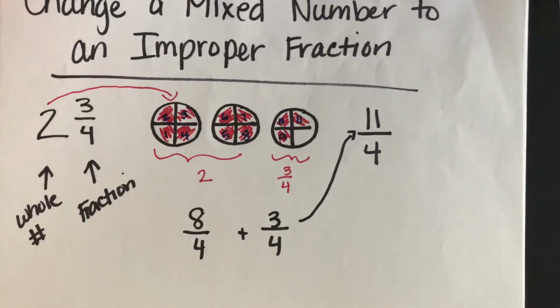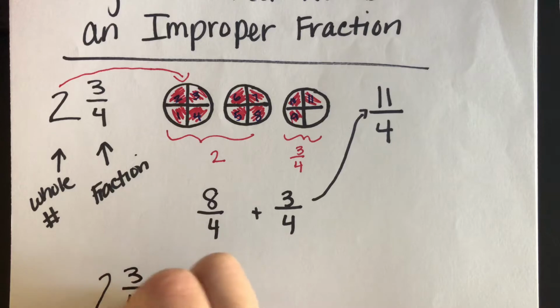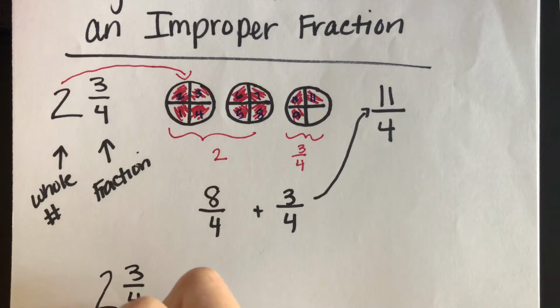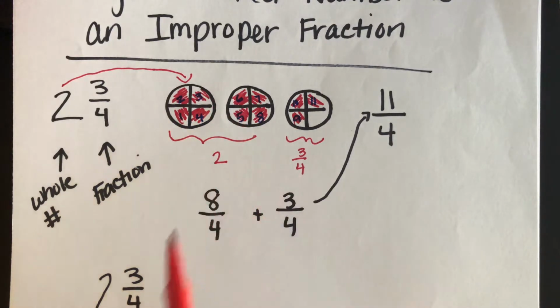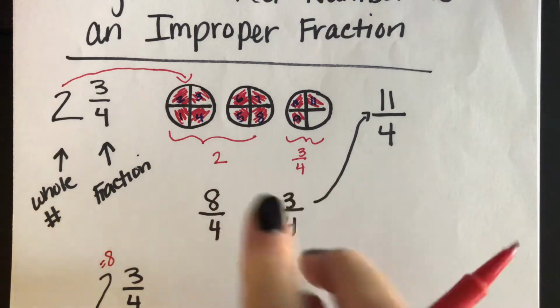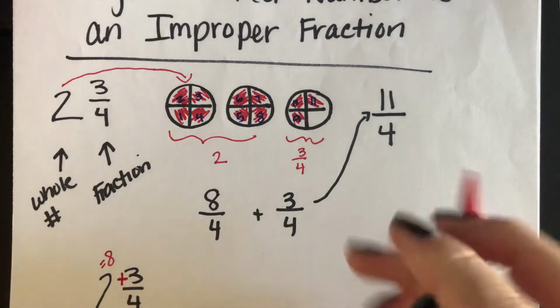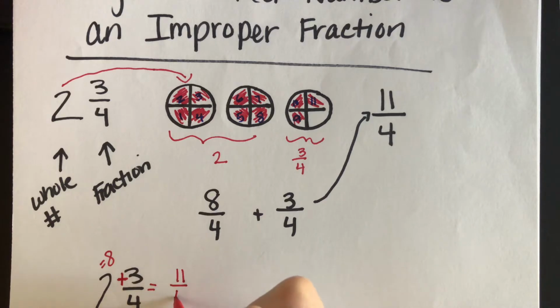But when we're multiplying mixed numbers, we're not going to have time to draw all of our pizzas out. So we need to come up with a better way. So let's take our 2 3/4. First thing you're going to do is multiply the 4 times 2. That's because we had 4 slices in each pizza and we had 2 whole pizzas. So 4 times 2 equals 8. That gives us our 8. Now I have to add my fraction of 3/4. So 8 plus 3 is 11, and I have 11 fourths.